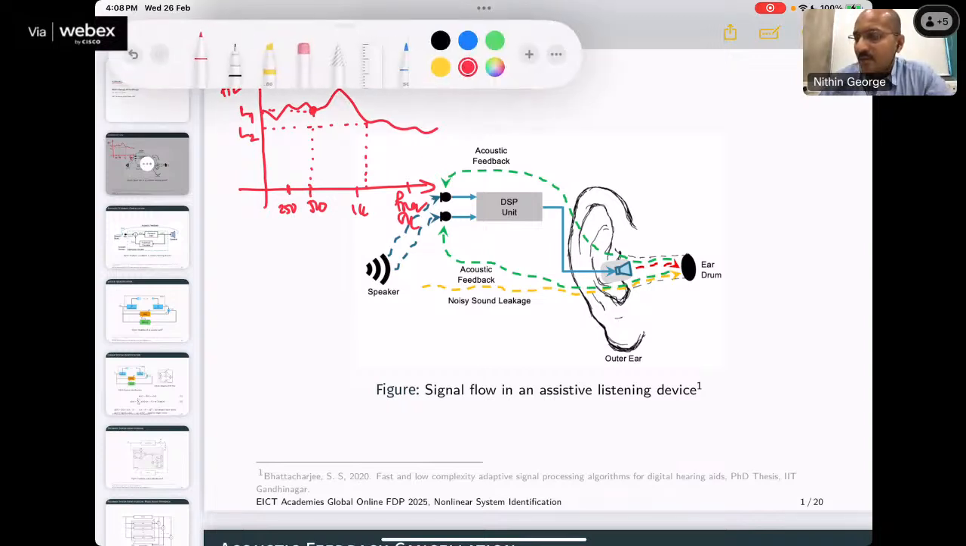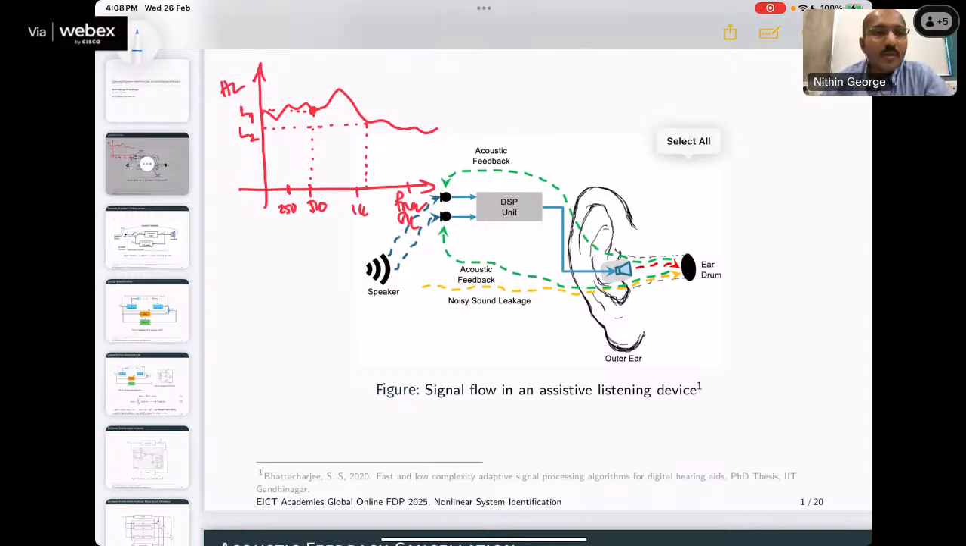Suppose I went for a hearing test, and I found that my hearing profile looks like this. The blue one is for the second person, the red one is for normal people. What this graph is giving me is that, for example, for 500 hertz, if I play a sound at level L1, that will not be audible to me. Only if I play at level L3 or above, this sound will become audible to me. So I can say I have a hearing loss for 500 hertz.